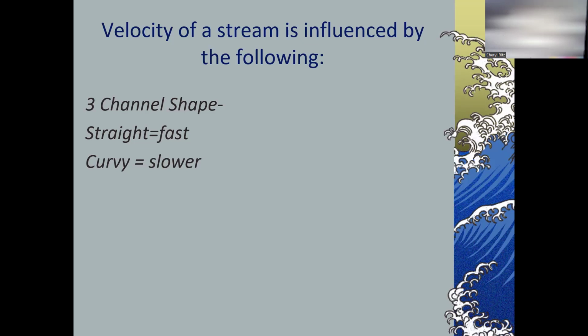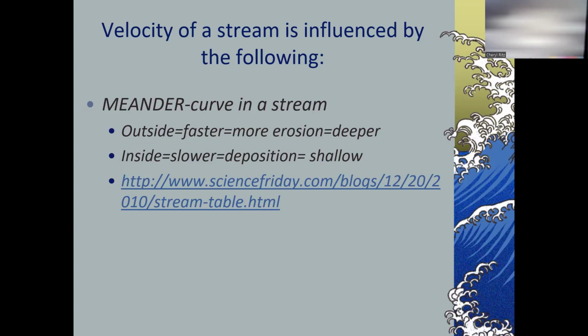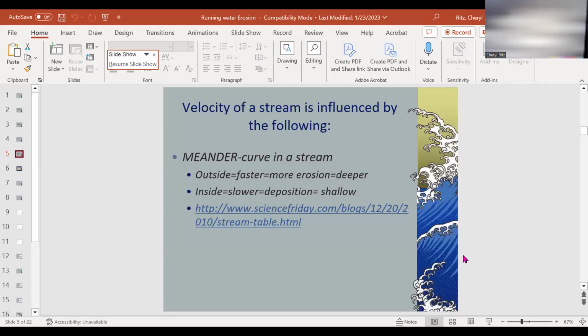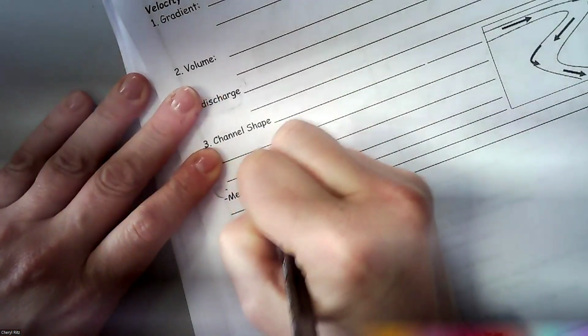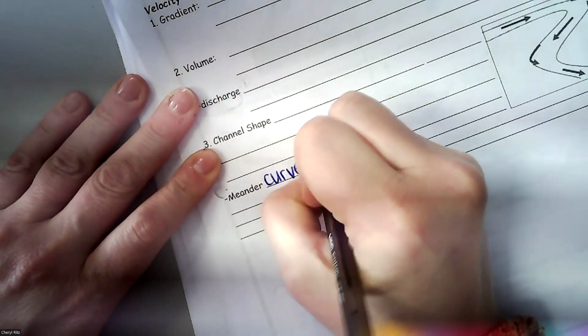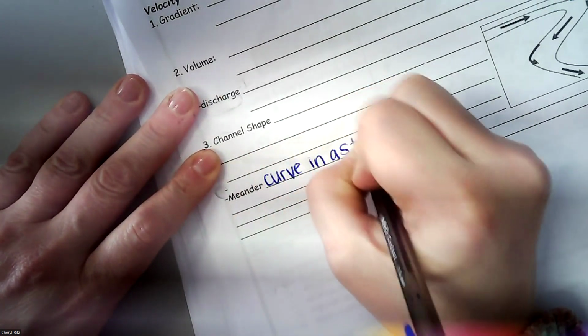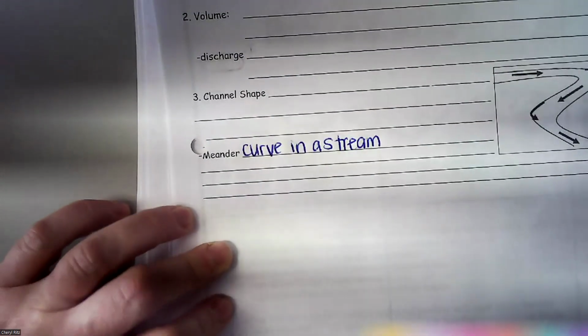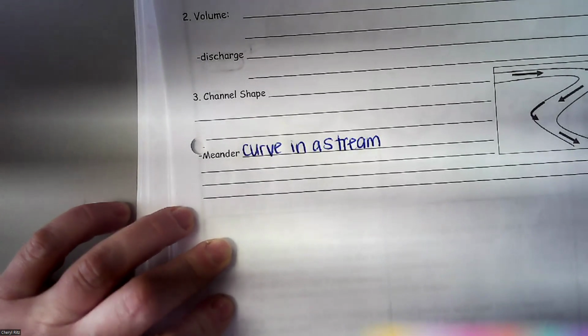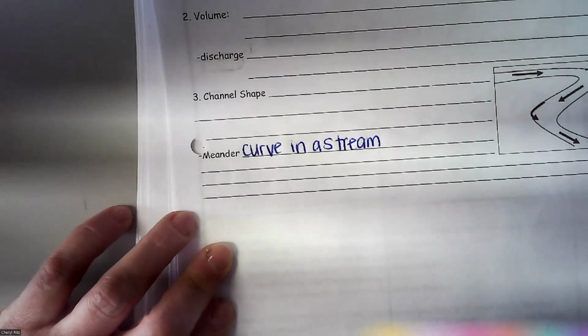In earth science, a meander is just a curve in the stream. Actually, that's all I want you to write for the moment, a curve in the stream. I'll do it here. We're going to add to it, but I want to walk through it first. So meander is a curve in a stream. Sorry, a stream. That's two words, not one.